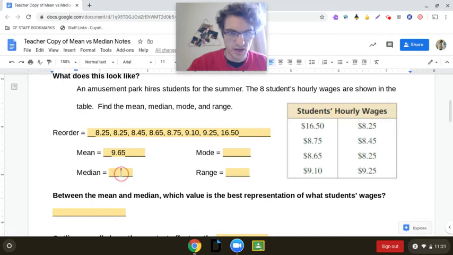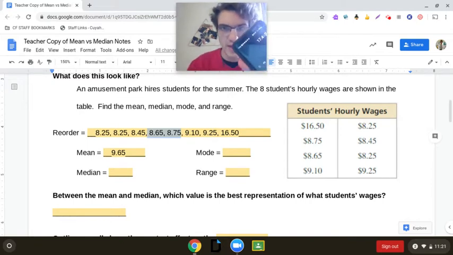Now we can talk about the median. So we're going to start with our greatest and our lowest, and then our next greatest and our next lowest. We're trying to find that middle value. Then our next greatest and our next lowest. And we're stuck in the middle of 8.65 and 8.75. Now you can do this in your calculator, but some of you guys may know the value already. I'll do it in here just to show you.